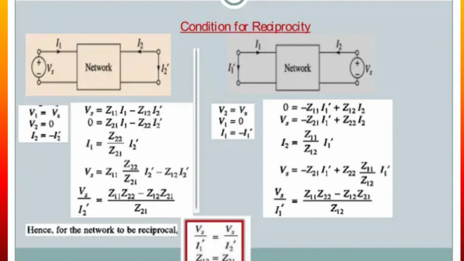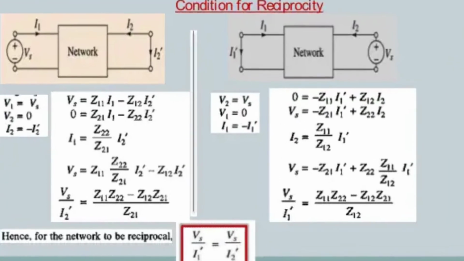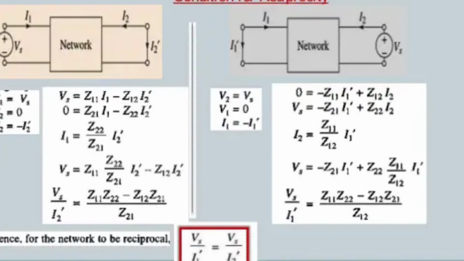From this equation we get I1 equal to Z22 divided by Z21 times I2 dash. Substituting this I1 in the first equation, Vs equals Z11 into Z22 divided by Z21 times I2 dash minus Z12 I2 dash. Taking I2 dash to one side, we get Vs by I2 dash equal to Z11 into Z22 minus Z12 into Z21, the whole divided by Z21.